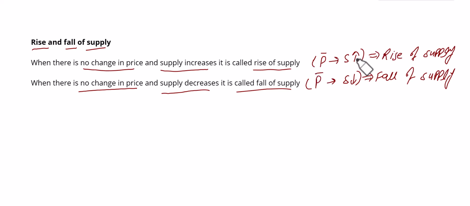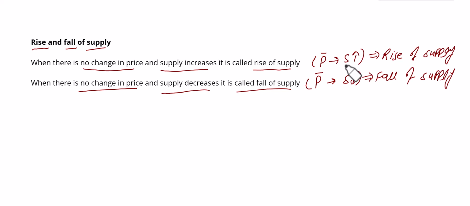The reason behind this is that when price is constant, supply is increasing, and when price is constant, supply is decreasing. The reason behind those rises and falls is the factors which are being kept constant in the law of supply. They are forcing the supply to increase or decrease. For example, let's say there is no change in price, but now there are more producers available in the market. Now there will be more supply available in the market.